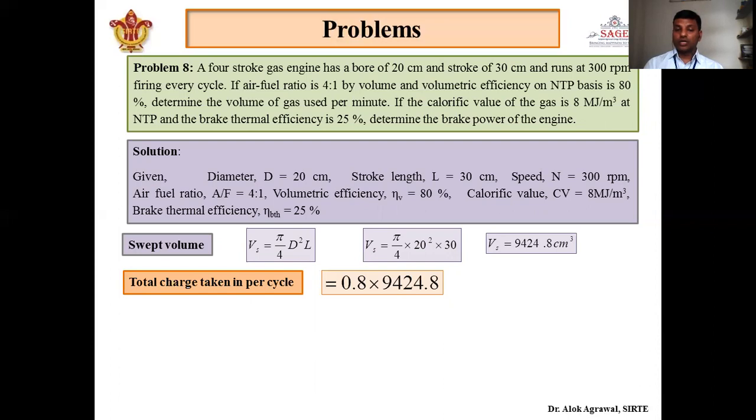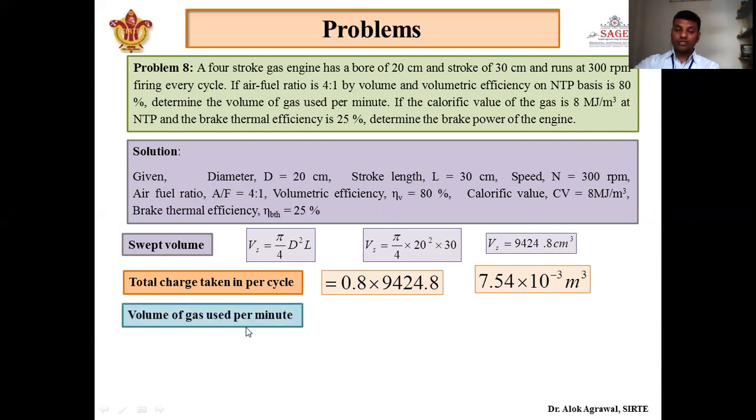So it has to be multiplied by 0.8, and after multiplying it we get the actual total amount of charge taken per cycle, that is 7.54 into 10 to the power minus 3 meter cube. Now we are converting this centimeter cube into meter cube, so that's why 10 to the power minus 3 arrives here.